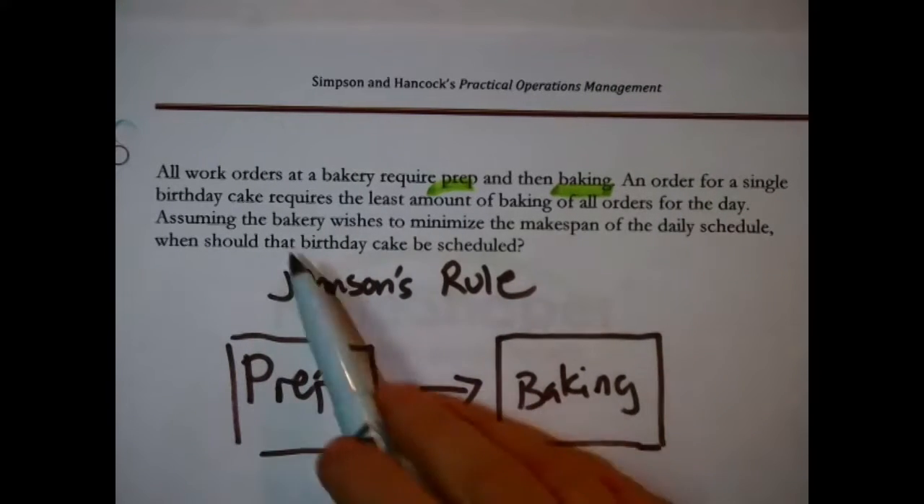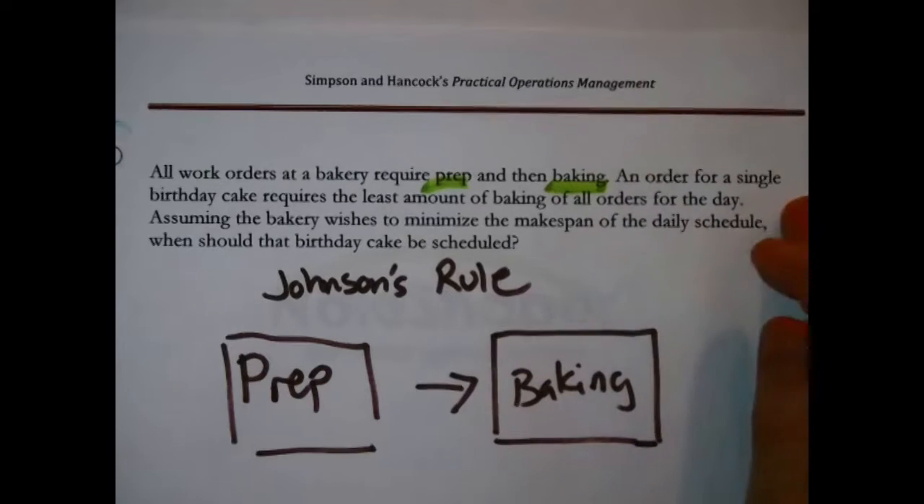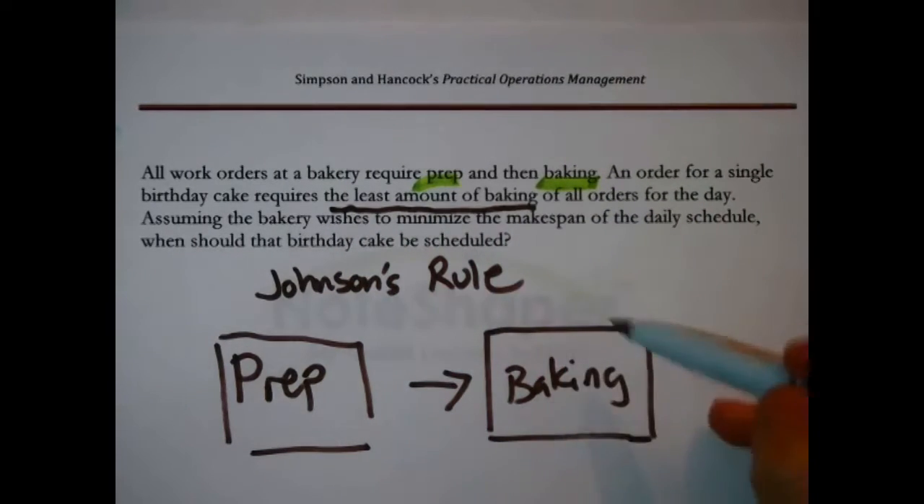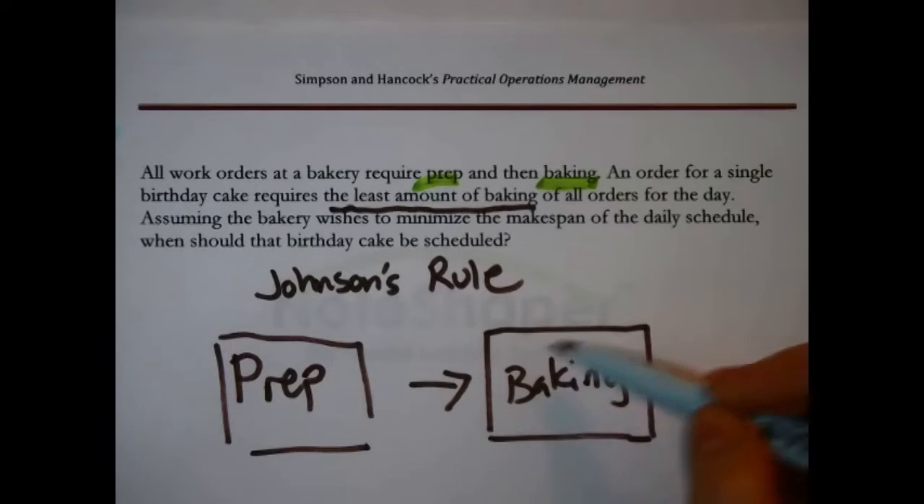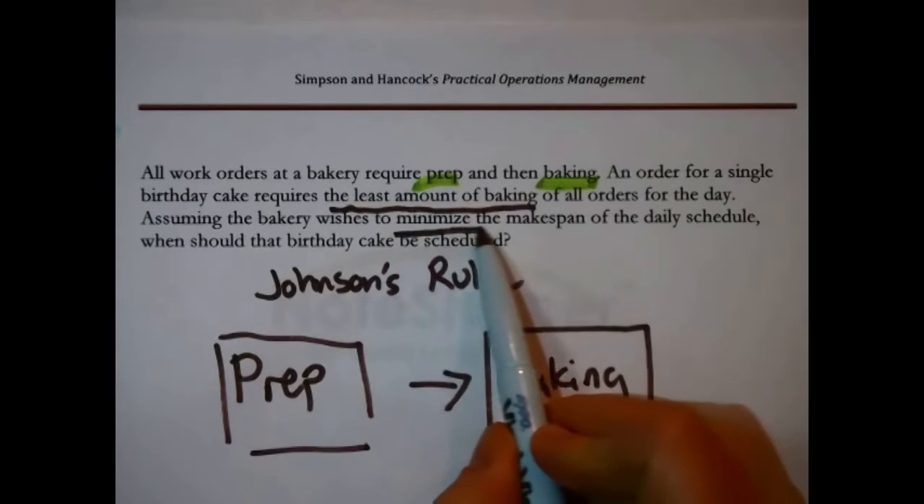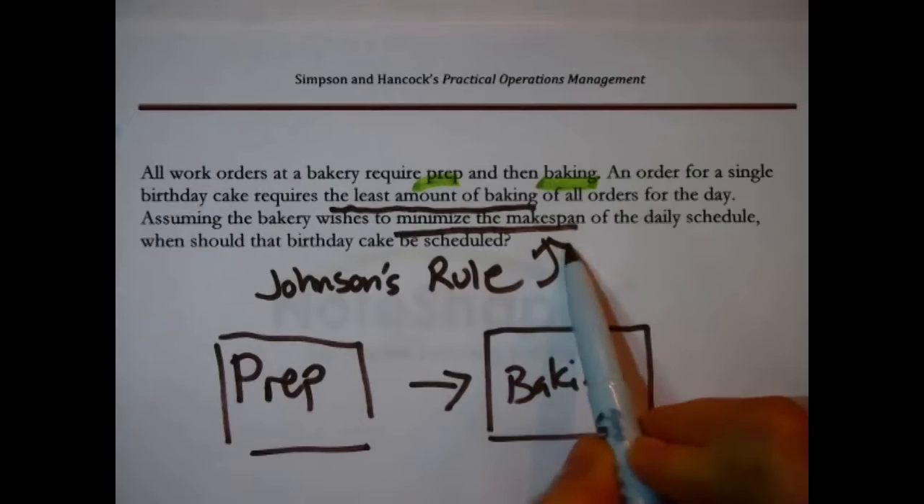A single birthday cake requires the least amount of baking of all orders of the day. So it's going to spend the least amount of time here, assuming that the bakery wishes to minimize the makespan.